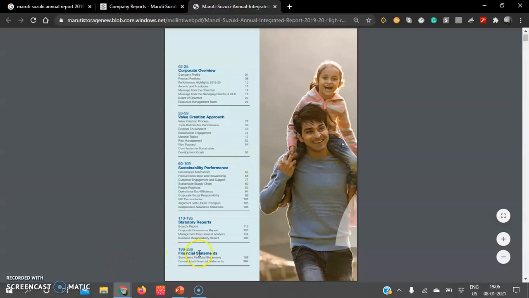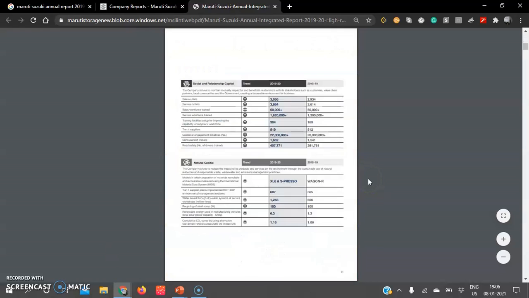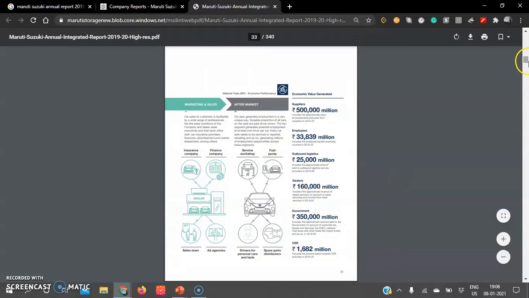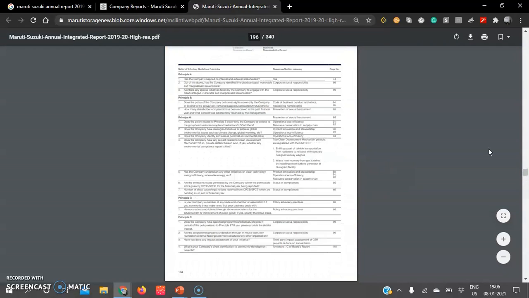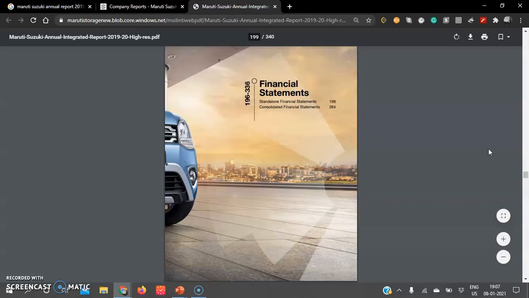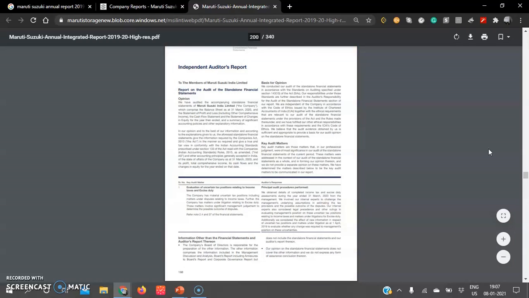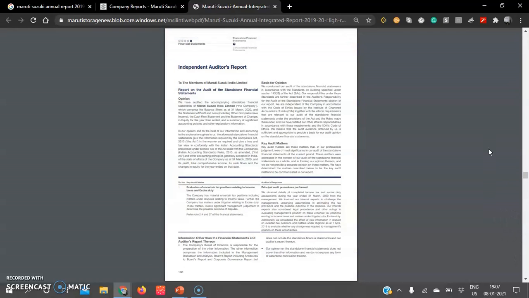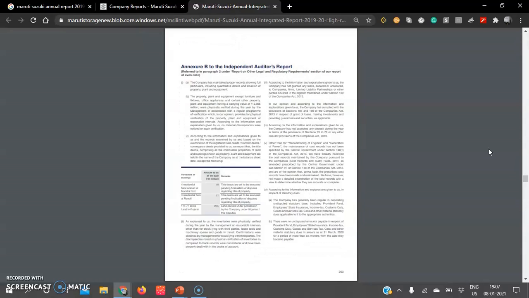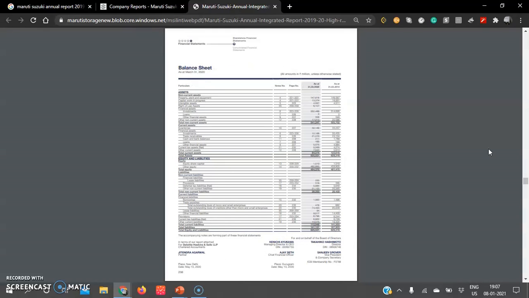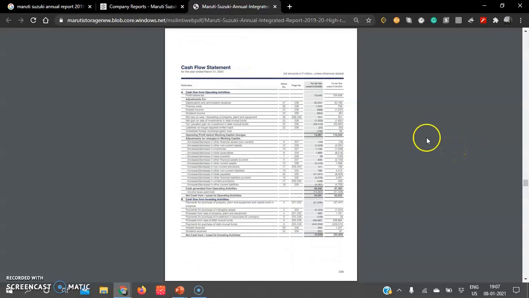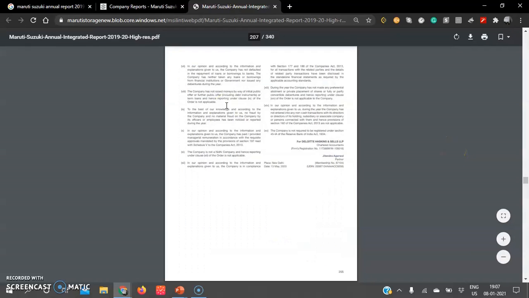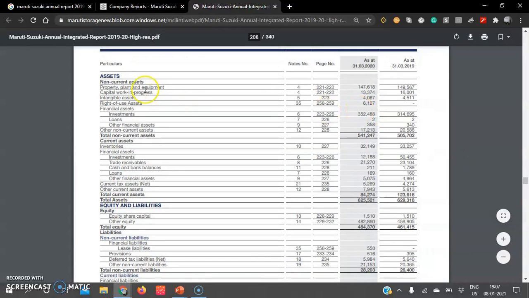And let's go into financial statements. That's page 196. Okay. And yeah, here we are, financial statements. So let's see what this has got. All right, this is the auditor's report, annexures. And yeah, here we have the balance sheet, the profit and loss statement or income statement, and the cash flow statement. Let's see what the balance sheet looks like.